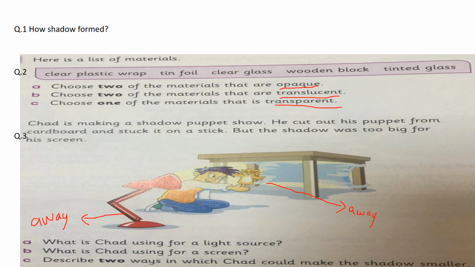Number one, he needs to move the light away from the object, the puppet. Number two, he can move the puppet away from the light source. Then he is able to make the shadow small. Right? Thank you so much, my dear.